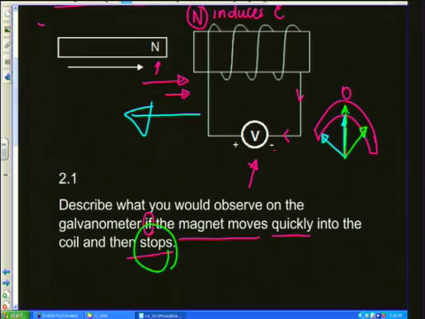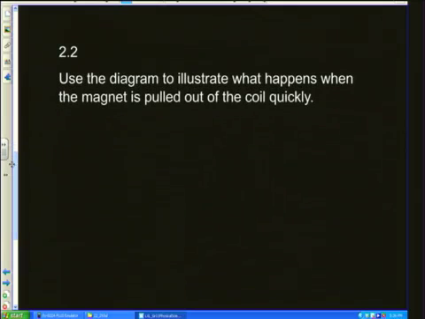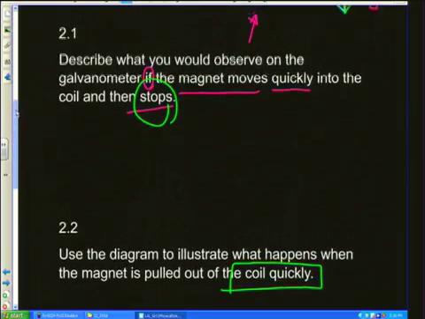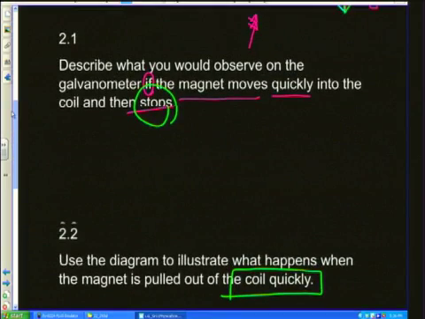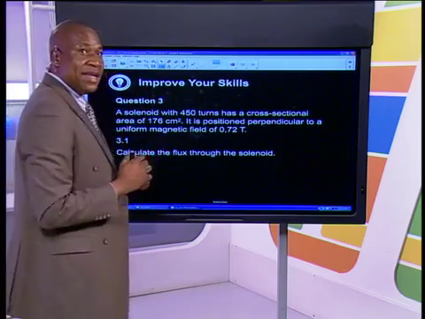All right. In the first part, it had to come to a stop. But when it is moved out quickly and it is out and comes to a stop again, that's what we're going to see. The galvanometer will come back to its 0 mark. Okay. Question number 3.